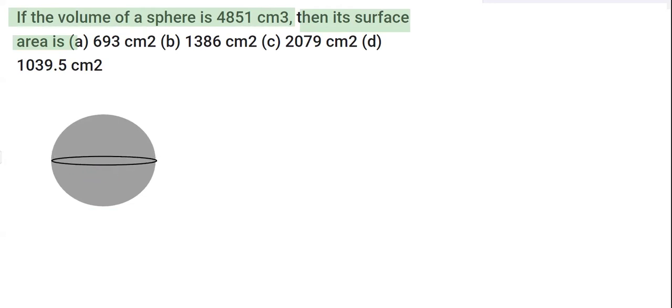This is a sphere, and this is its radius. What we know is the volume, which is given as 4851, and what we have to calculate is its surface area. The surface area is 4 pi r square. That is, we have only one surface area, not the curved or total surface area of a sphere. So for that, we need r here.